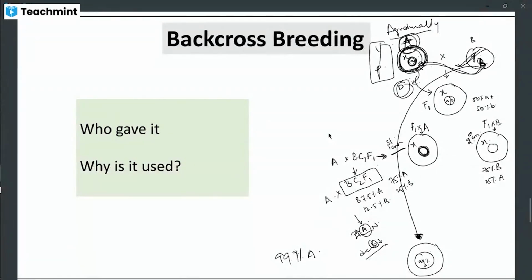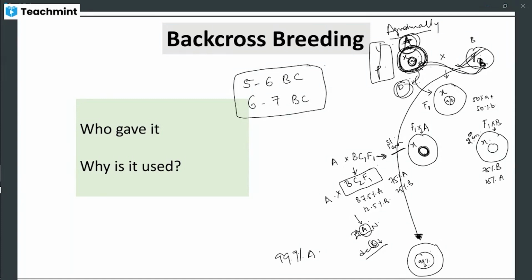So how many backcrosses are sufficient to retain the genotype of your desirable variety? Is there a particular number? How many backcrosses are sufficient? Does anyone know? People say it is 5 to 6 backcrosses, or some people say it is 6 to 7 backcrosses. So please remember, it is 5 to 6 or 6 to 7. You just need to know.